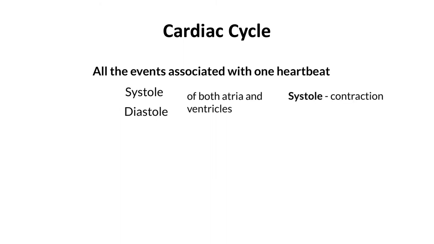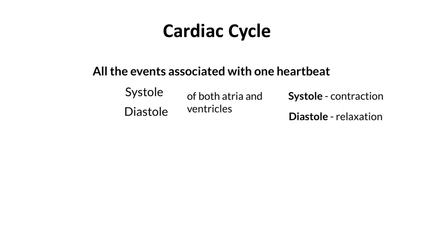The cardiac cycle includes all the events associated with one heartbeat. This includes the systole and diastole of the atria, plus the systole and diastole of the ventricles. Systole refers to the contraction of the chambers, and diastole refers to the relaxing of the chambers.